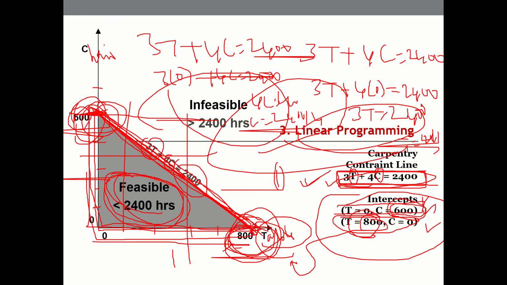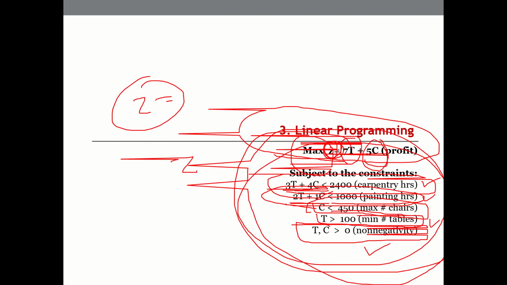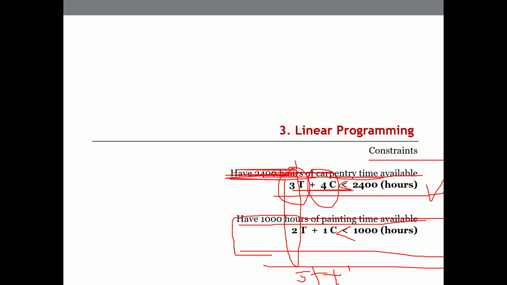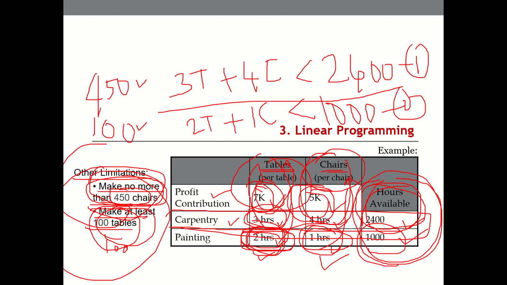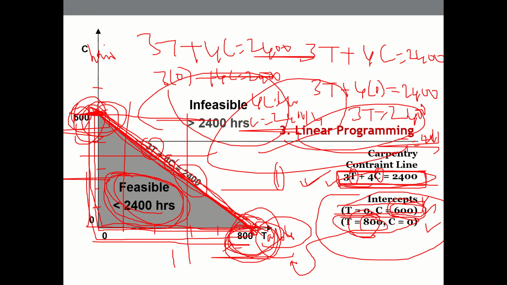Okay, second constraint itself is painting. We have taken painting into consideration here. What is the painting constraint? We have an intercept of 1000 and an intercept of 500. Okay, how did we get that? I hope you are following. We said 2 hours for table, 1 hour for chair is less than or equal to 1000 hours. Okay, so we have this equation.